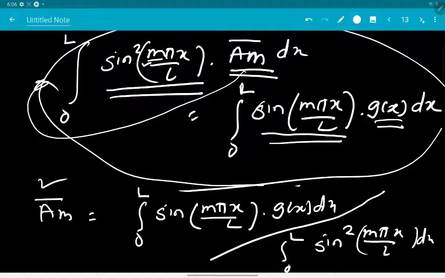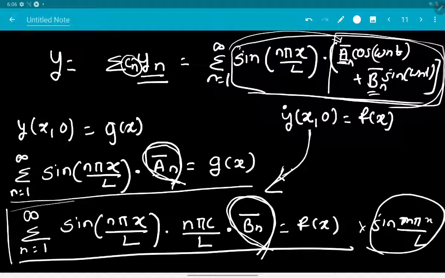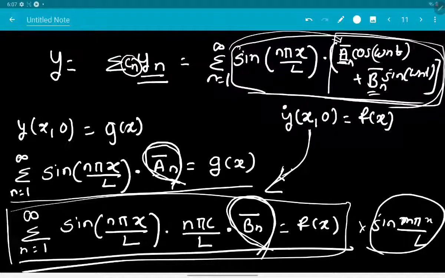Similarly, you can find that b bar m as well, in a similar fashion. What you will be doing is multiplying by sine m pi x by L to the second equation, and then integrating it from 0 to L over the entire domain, and you will get only one single value of b m from that, and you can find that value easily. So this is the story of free vibration of a string.